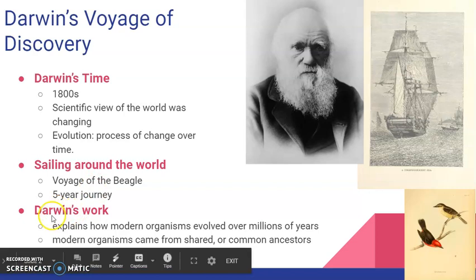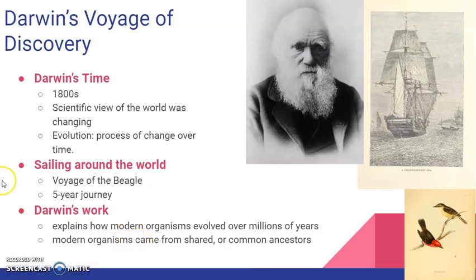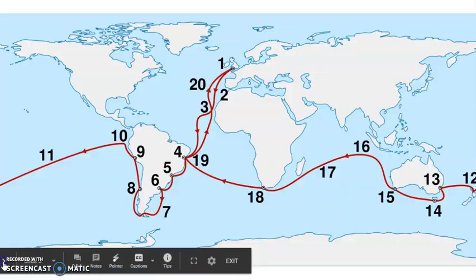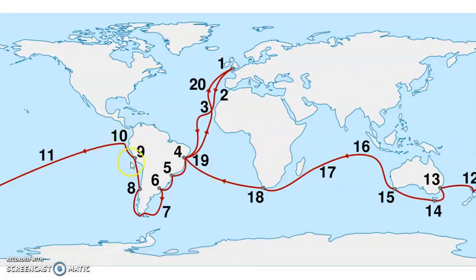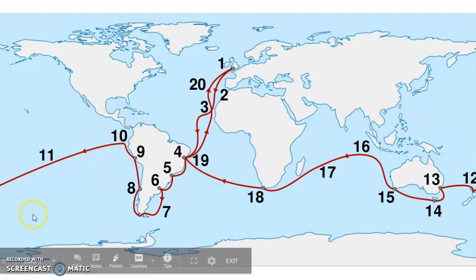The two main parts of Darwin's work that we want to focus on is that he explained how modern organisms evolved over millions of years and that modern organisms came from shared or common ancestors. So those are like the two main points. Okay, and here's just showing his voyage of the Beagle. So over here, that's where the Galapagos is. That's probably his most famous stop along the way.